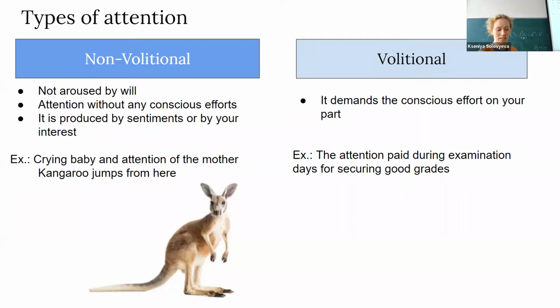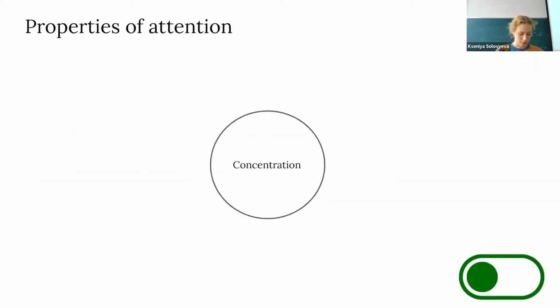Yeah, it can be. And there are different properties of attention. Usually we divide them into metrics or properties, and the first one is concentration. Concentration is isolation of the object from the background, and the more concentration, the more clarity, and the more distinctness of the object from the background.